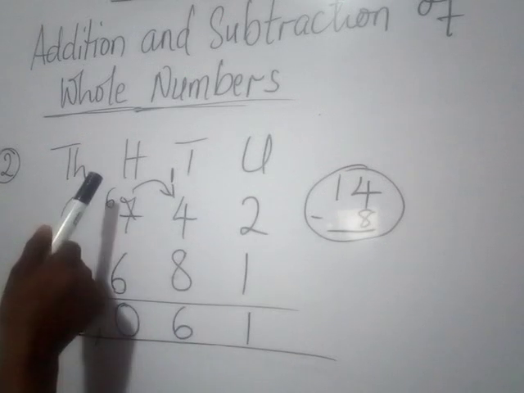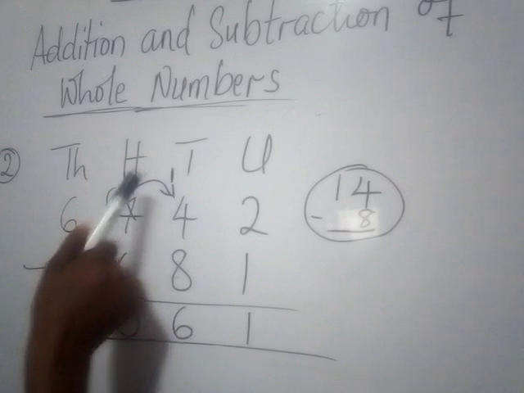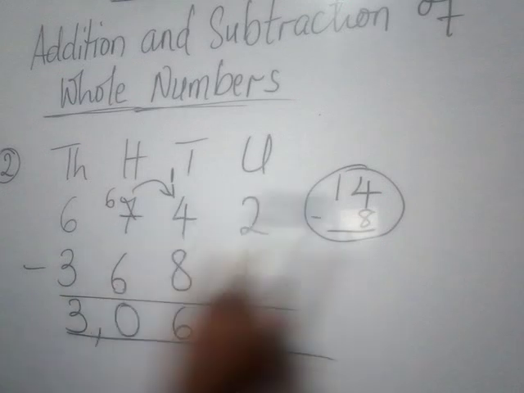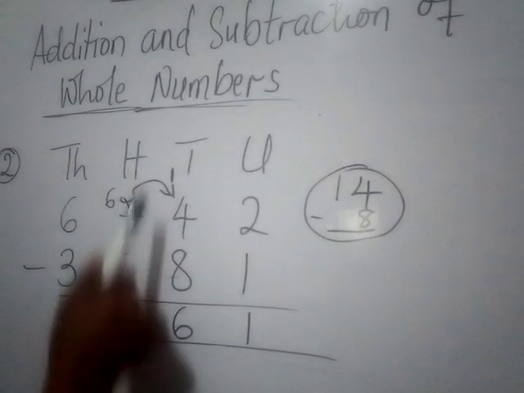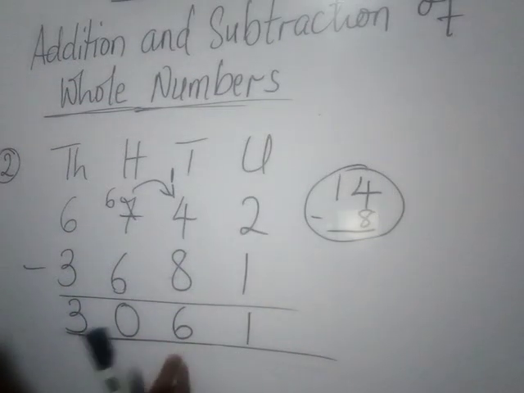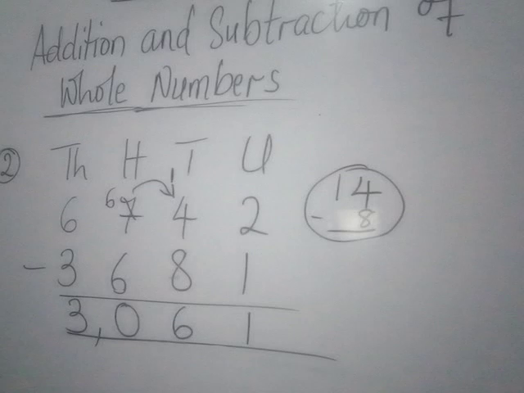So we now came here to 100 to take 1. This 100 we brought here is actually 10 tens, and 10 tens plus 4 tens is 14 tens. So we are now doing 14 tens take away 8 tens. So we have 6. This 6 is actually 6 tens, which is 60. Okay, I know you will understand that.